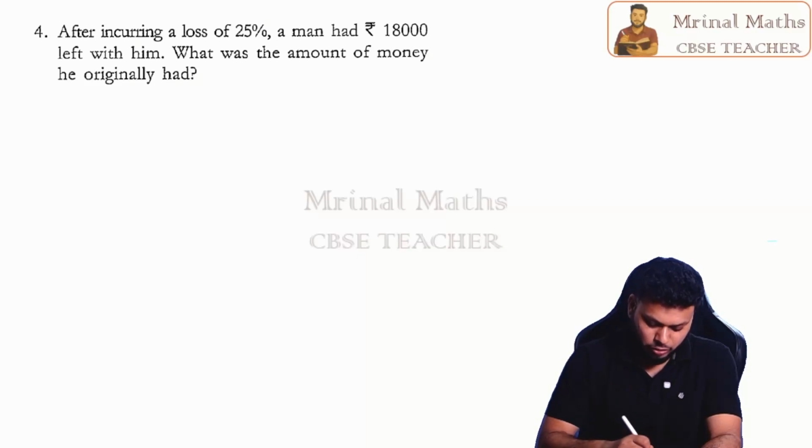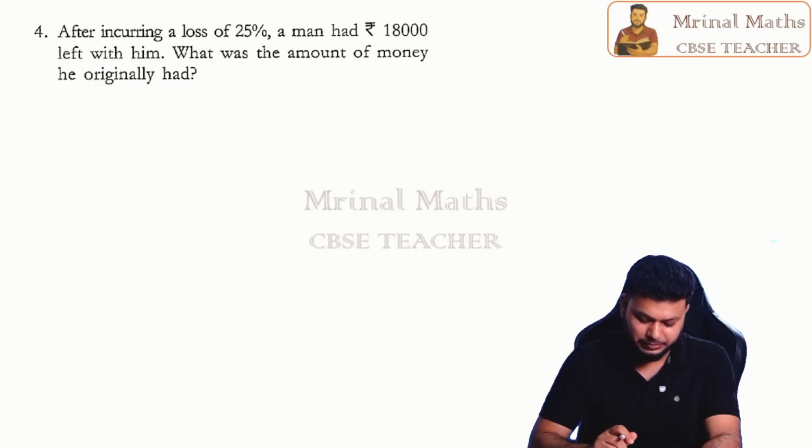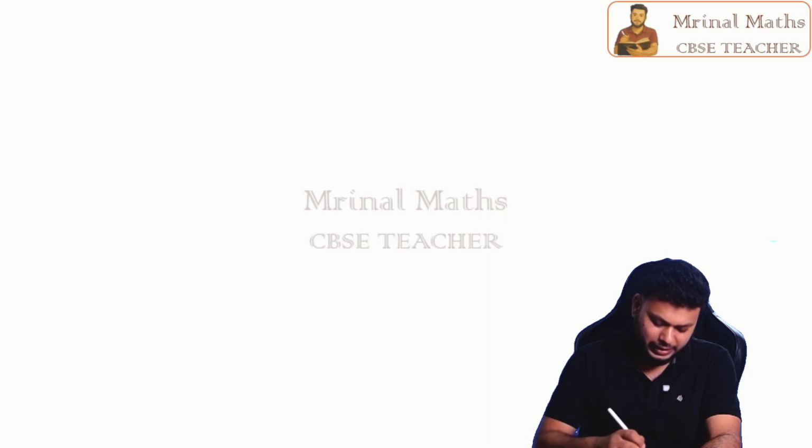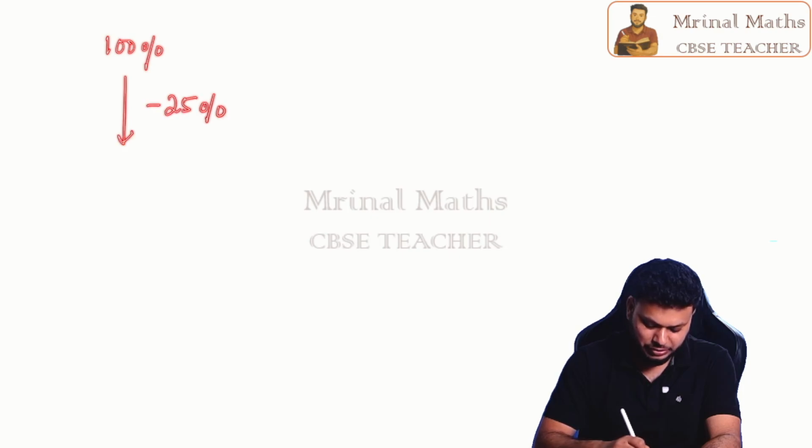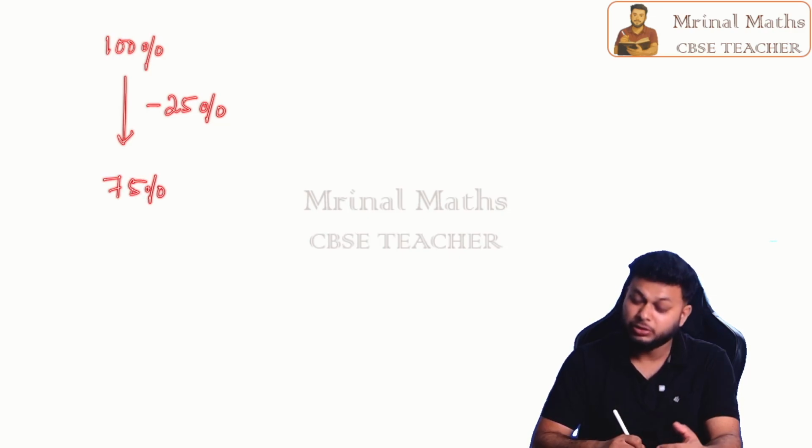After incurring a loss of 25%, a man had 18,000 rupees left with him. What was the amount of money he originally had? Look at this. The man had 100% of the money originally, but he had a loss of 25%. So now he has 75% of the money left out of the total money.